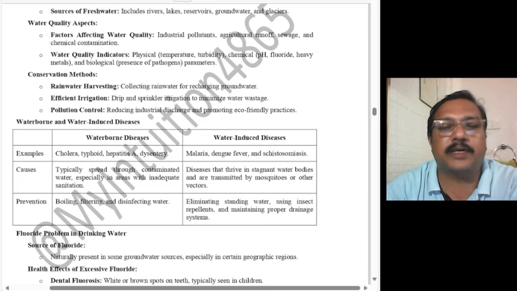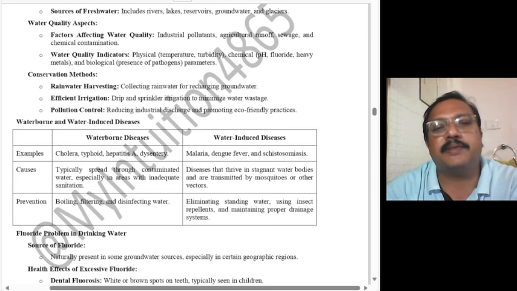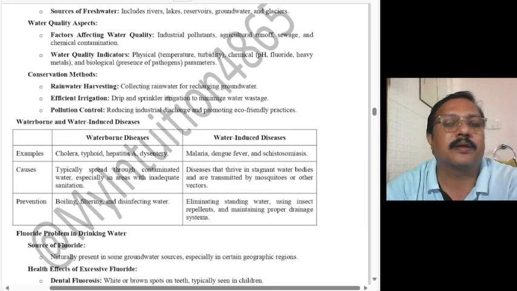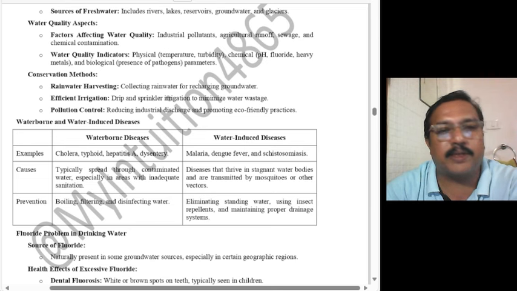The water quality indicators help us to check if water is clean and safe, and they include physical, chemical, and biological indicators. Physical indicators are things like temperature and turbidity, or how clear the water is. Chemical indicators include the pH level, whether water is acidic or basic, the amount of fluoride, or the presence of heavy metals like lead. Biological indicators check if any pathogens, like harmful bacteria or viruses, are in the water.